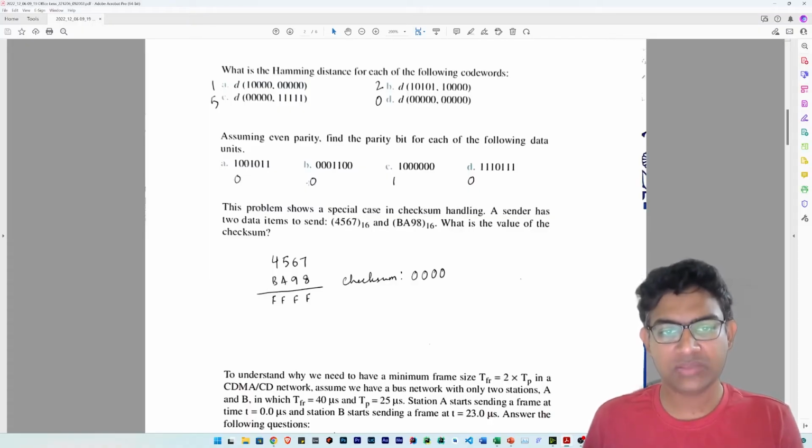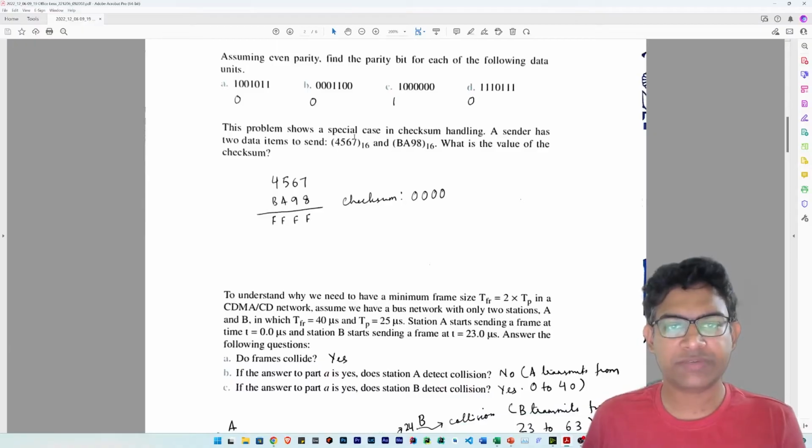Here we have 2 ones. To keep it even, we don't add another 1, we add a 0. But here we just have 1. So we need to add another 1 to make it 2, which is an even number. But here we have 6 ones, so just add a 0 again to keep the number of ones even.